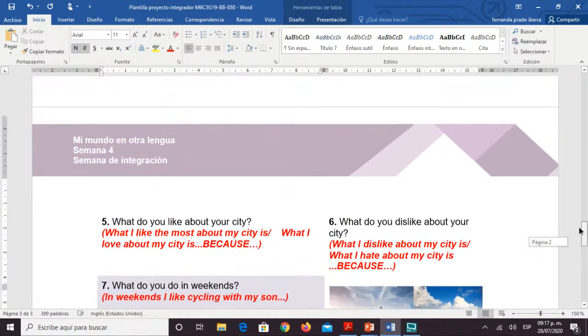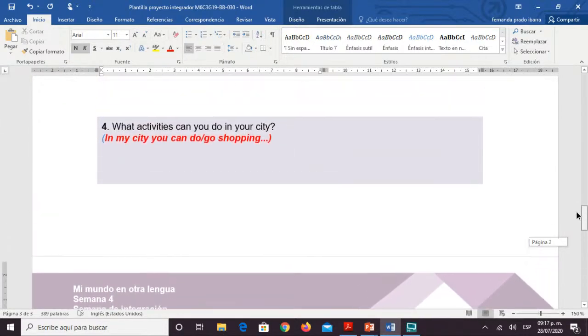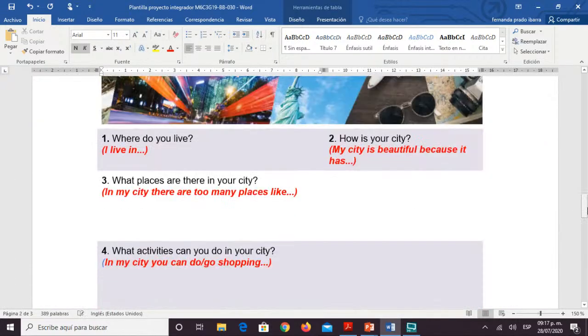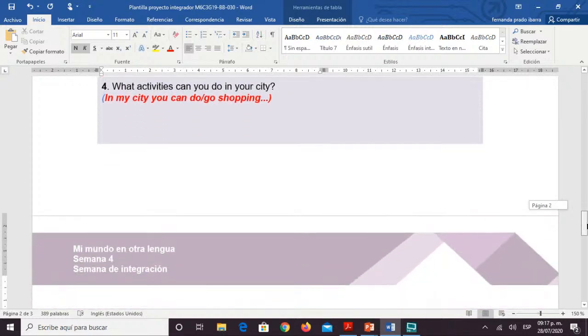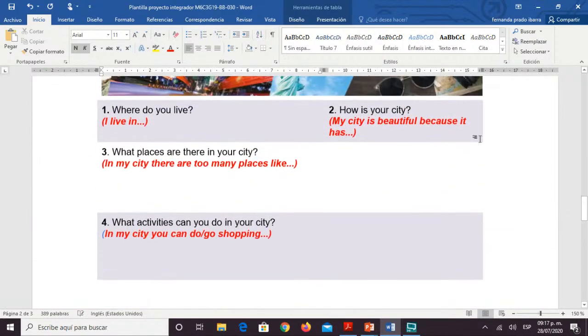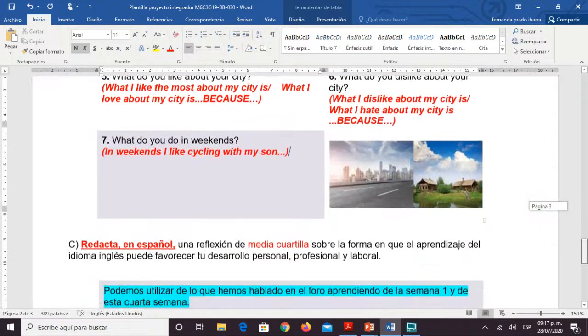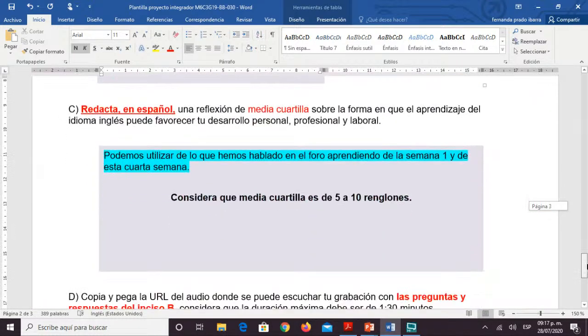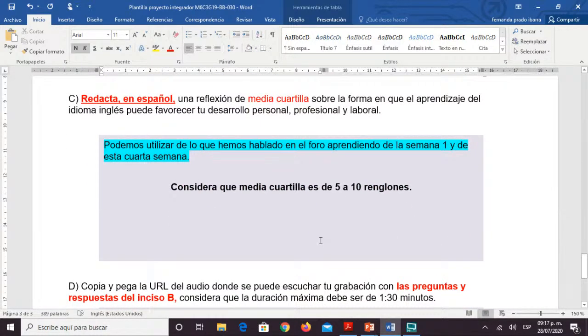Like I said, please complete answers. Okay, what I like about my city, tell or recording. Okay, in the last part of our project, this section B is the part that we're going to have to record. Please notice this, okay? Section C. Section C is in Spanish.